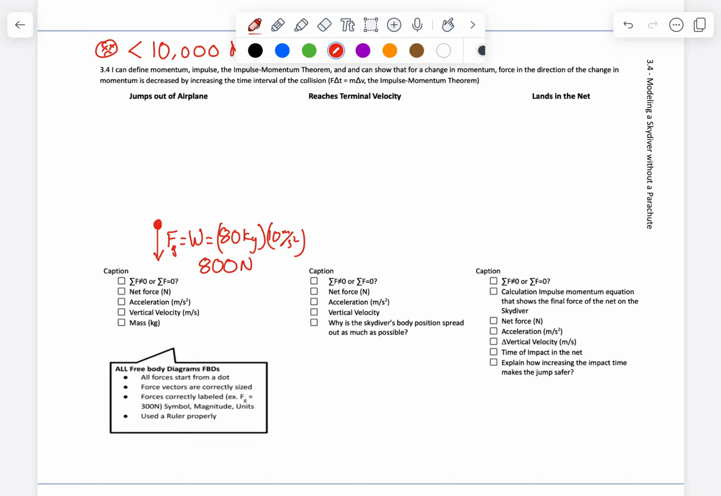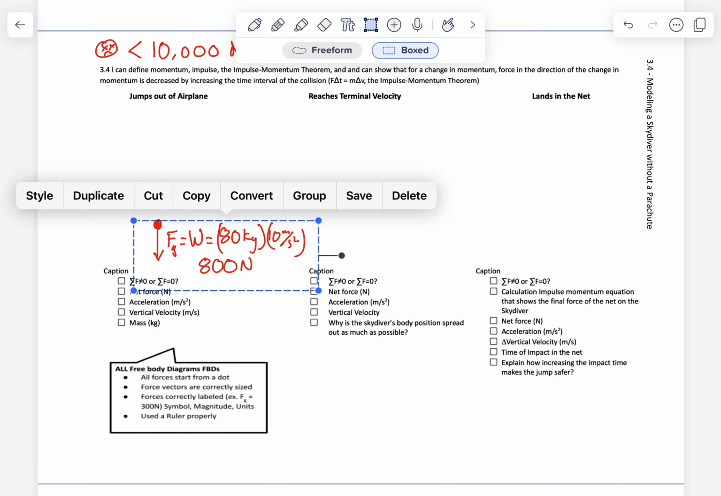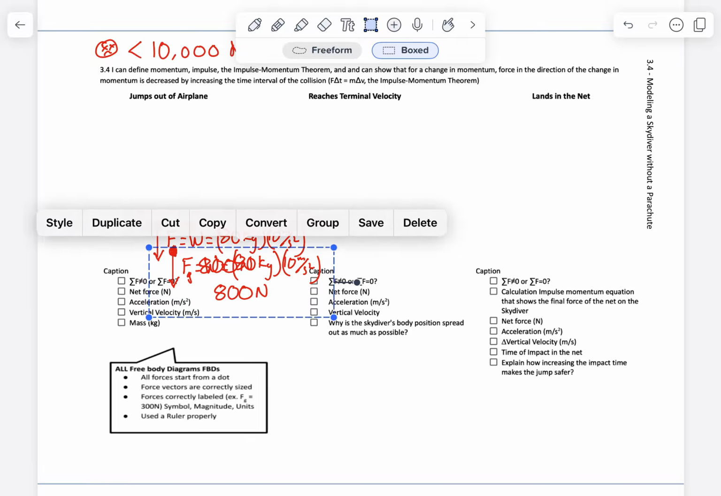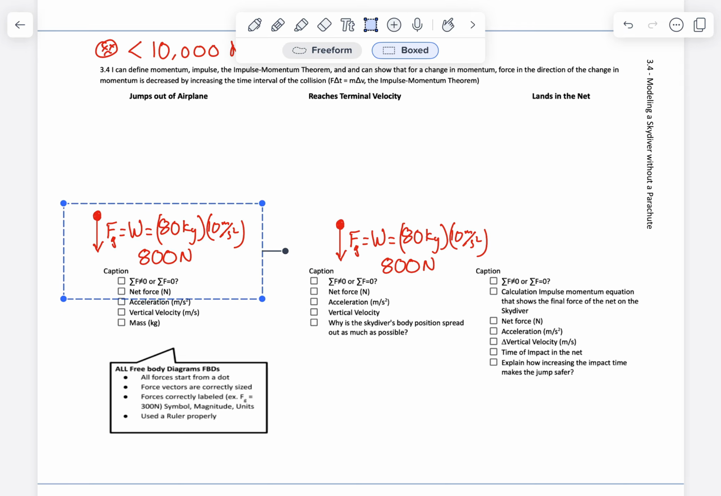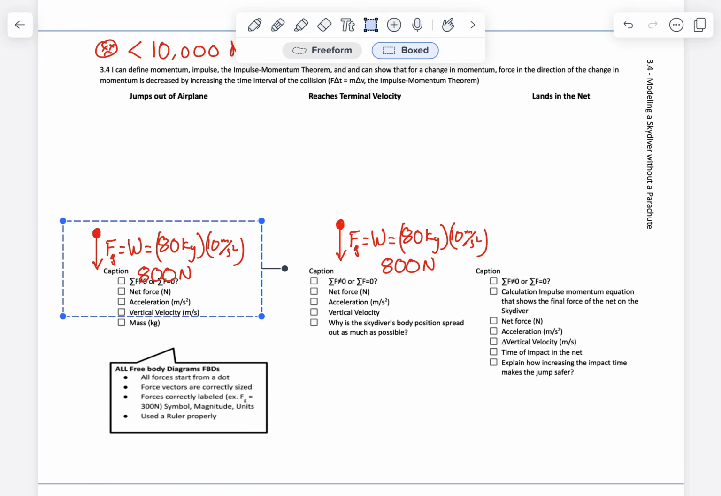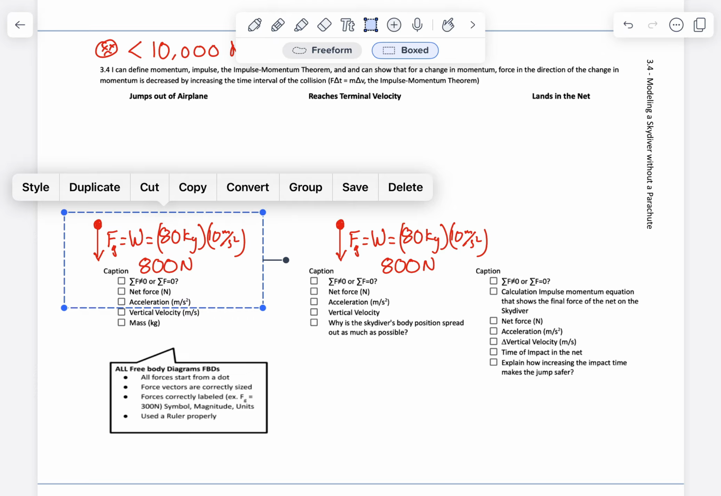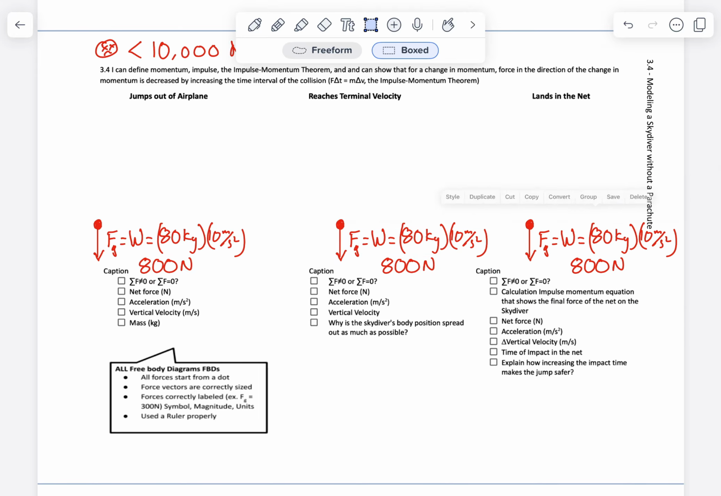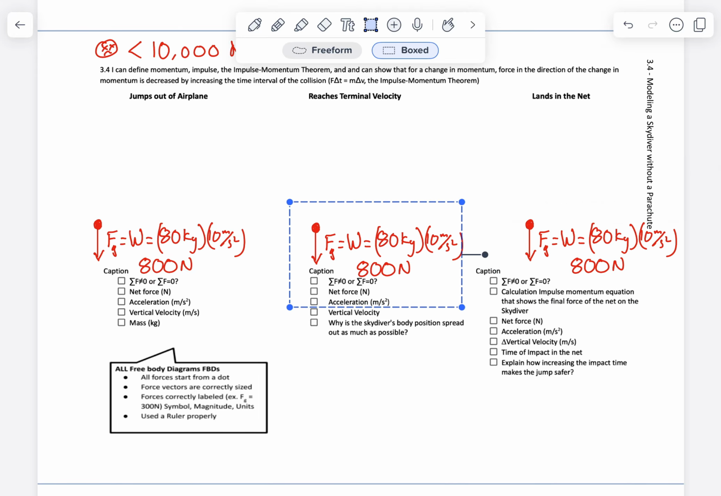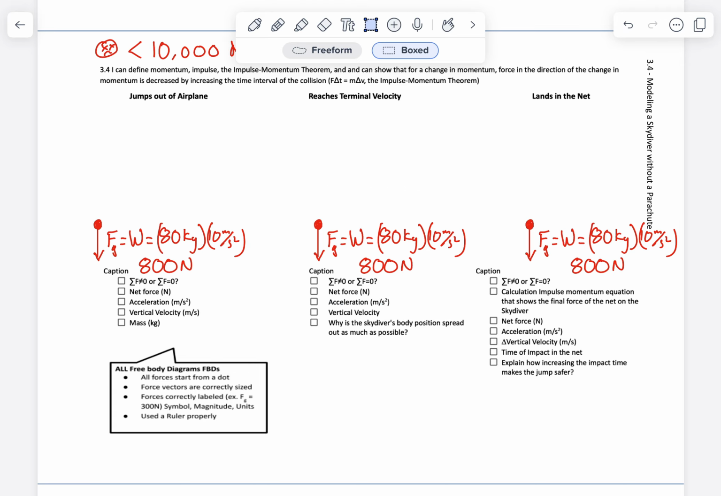And what I'm going to do, because his weight doesn't change the entire way down, is copy that here, and copy that, move this one over a little bit, and line them up. And then I'm going to do the same thing here. Okay, so now we are all lined up. Because his weight force doesn't change, that force going down is going to be the same every time.